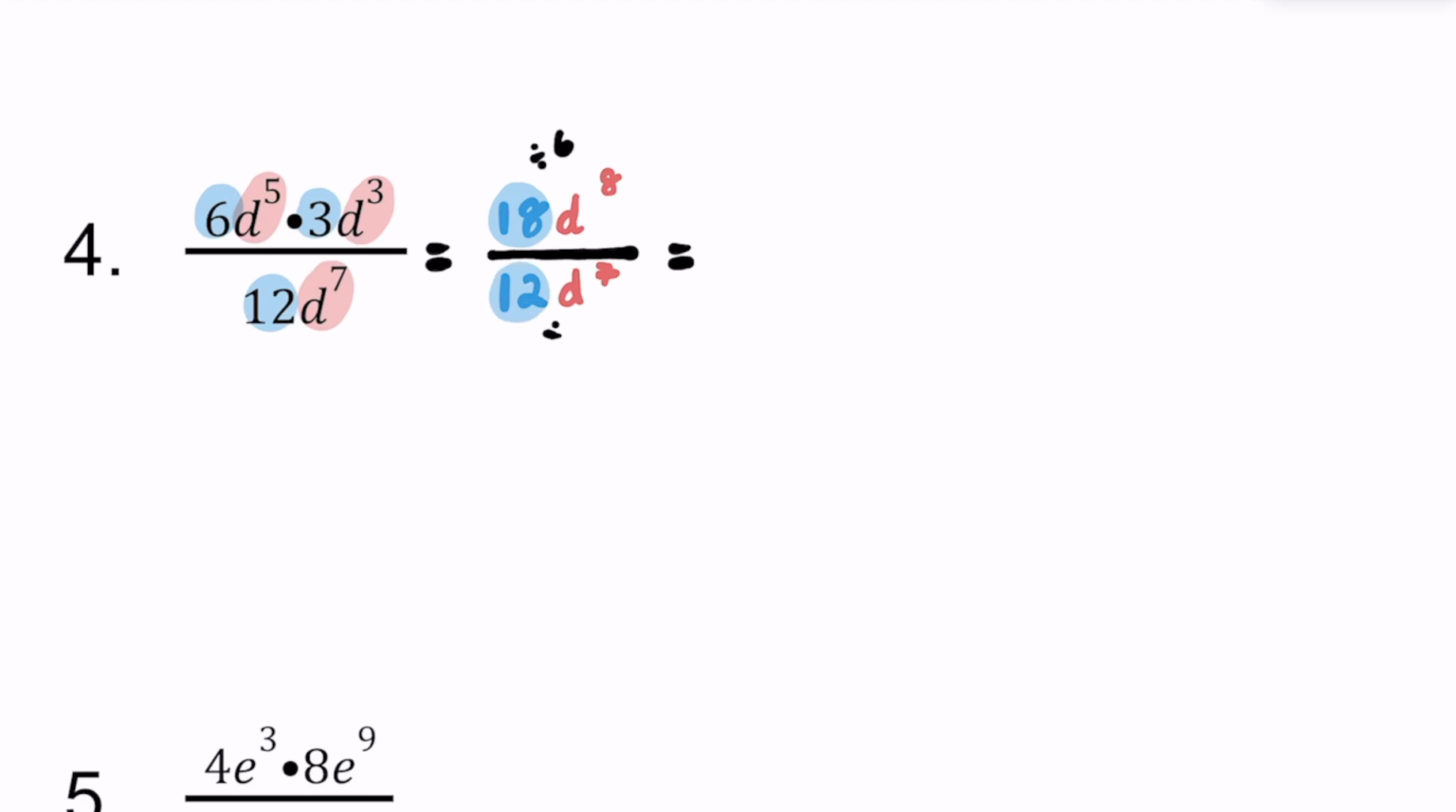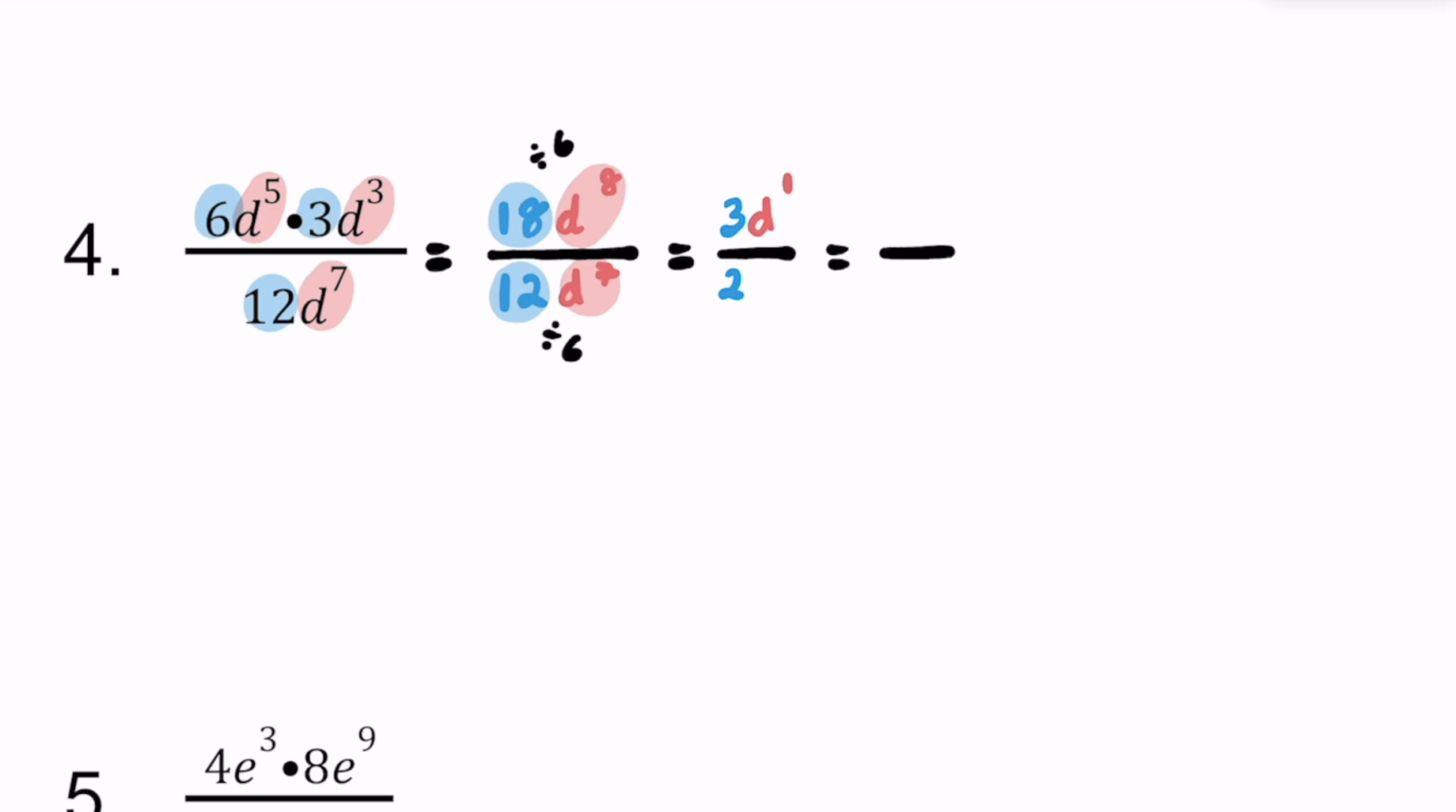We can divide by 6 and divide by 6. If we go ahead and do so, 18 divided by 6 is going to be 3. And then 12 divided by 6 is going to be 2. Moving on to these variables, we have d to the 8th power divided by d to the 7th power. Using that quotient property, 8 minus 7 is 1. So we're going to write d to the 1st power here.